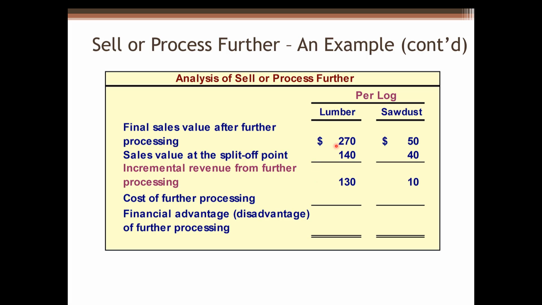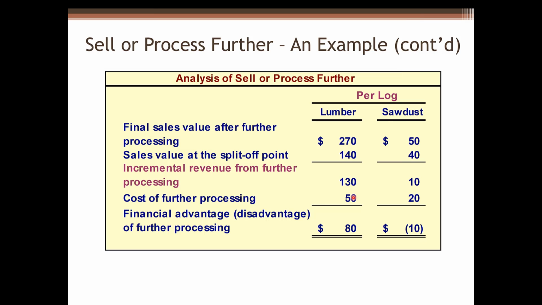For lumber, $270 minus $140, and we can get incremental revenue of $130. For sawdust, $50 minus $40, and we can get $10. Cost of further processing for lumber, $50. Sawdust, $20. So, for lumber, there is a financial advantage of further processing, $80, which is the difference between $130 and $50.